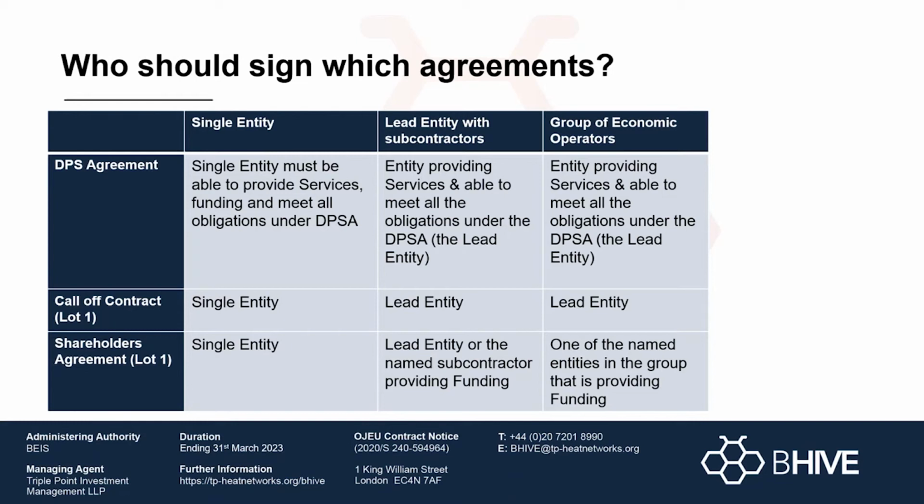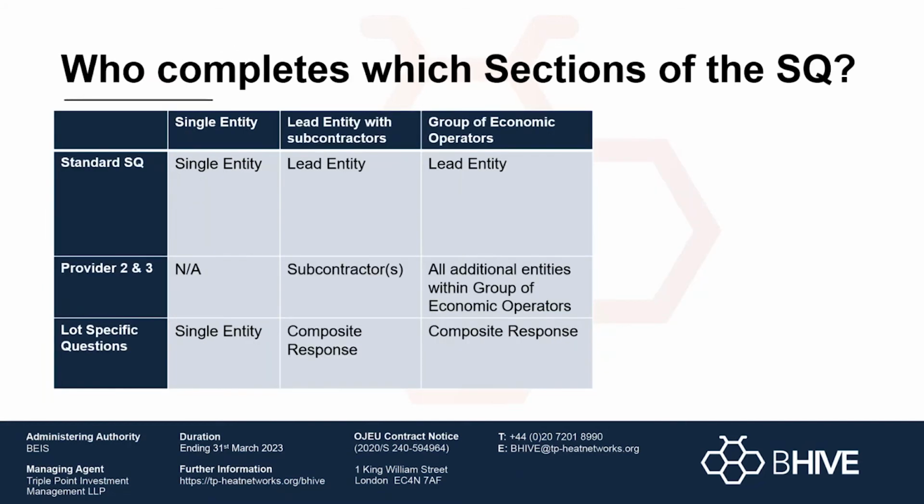So then the other contracts that are involved in lot one are the call-off contract, which would be signed either by the single entity or again by that lead entity. And then the shareholders agreement, which would be signed again by the single entity or a lead entity if the funding and the services are in one as one person, or as a named subcontractor providing the funding. I'll go into more detail as to what questions need to be answered by the various parties in due course.